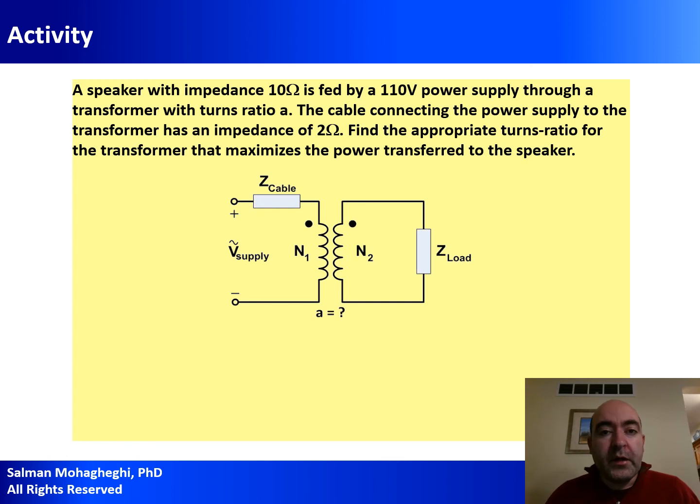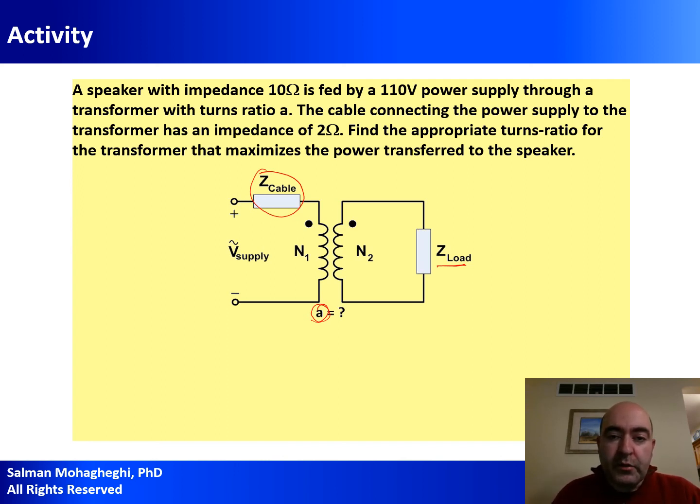Now, referring quantities, why does it matter? Let's do this through an activity. Imagine you have a speaker with an impedance of 10 ohms, which is going to be this load for you. And this is fed by a 110 volt power supply through a transformer with a turns ratio of A, and we don't know what A is. The cable connecting the power supply to the transformer, which is this element here, has an impedance of 2 ohms. So I have 10 ohms here and 2 ohms here.